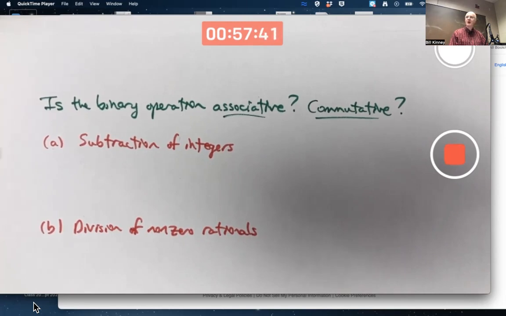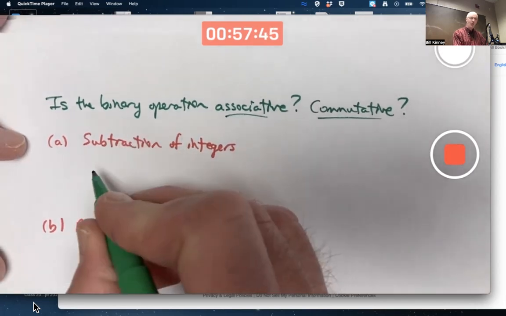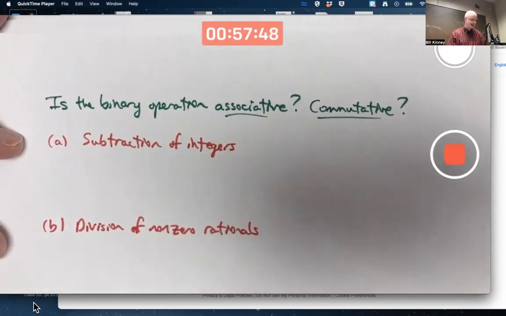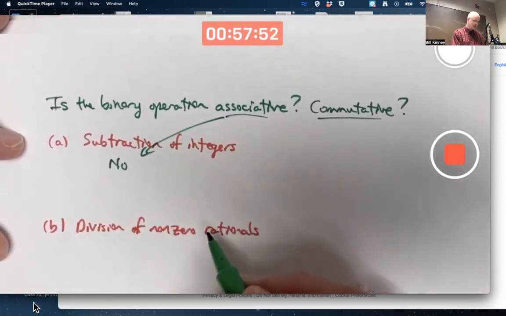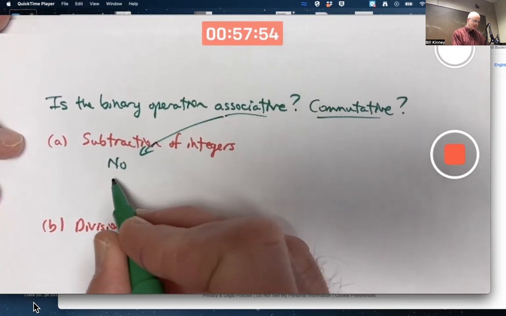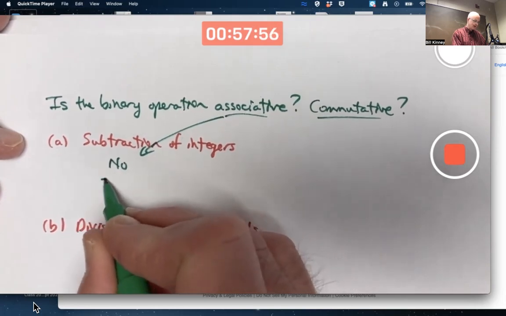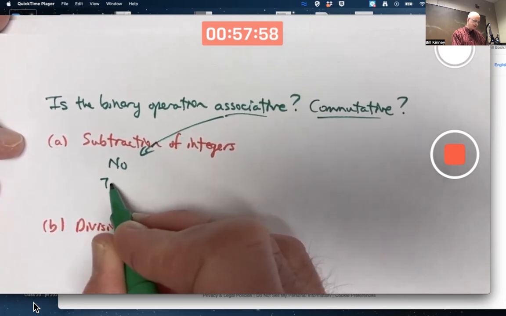Subtraction of integers. Is it associative? Yes or no? No, it's not. Why? One example is good enough to show it's not. Associative, no. For example, pretty much an arbitrary kind of example probably works.